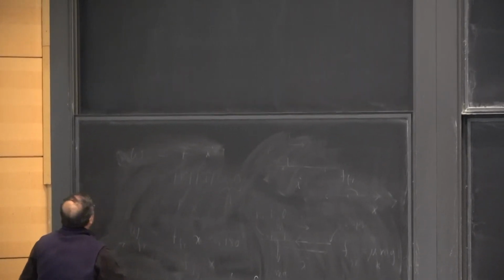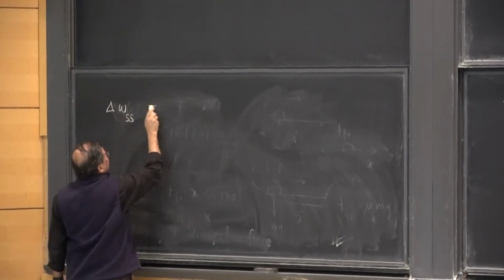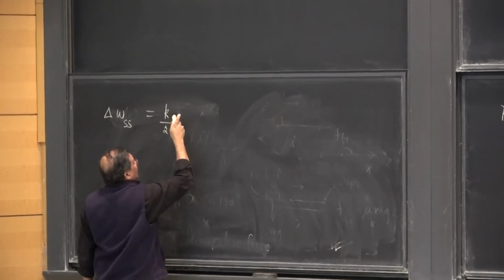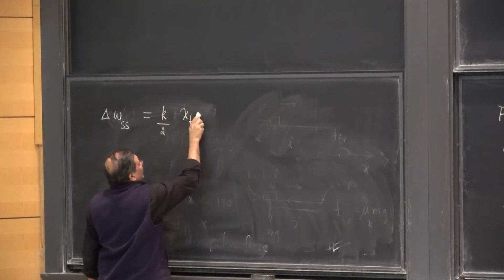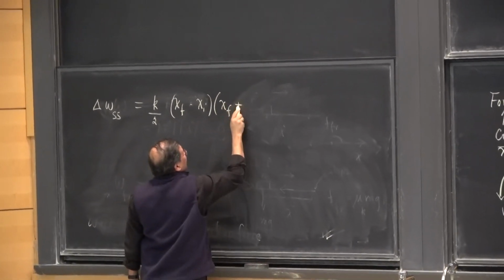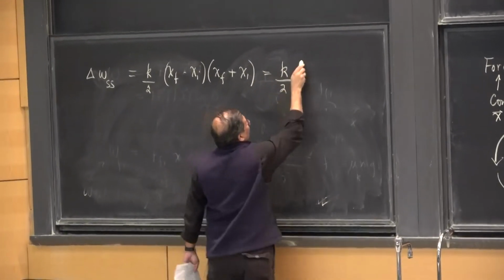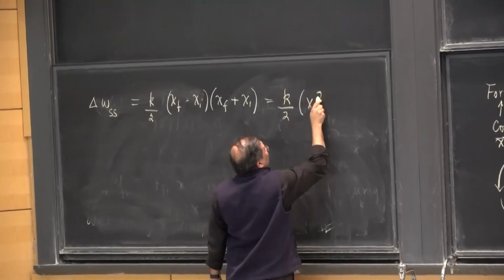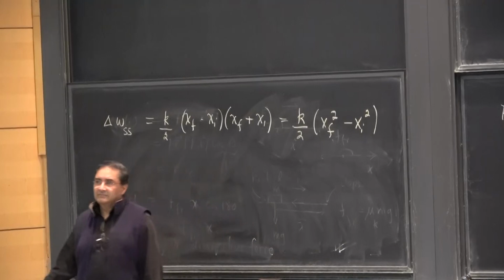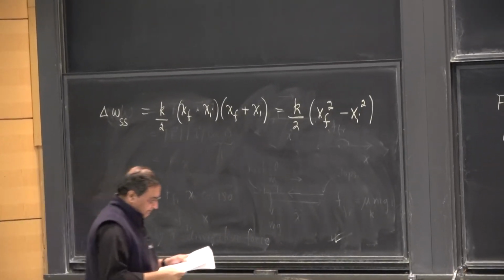So what will happen now is work done by me, delta W, is going to be k times, well actually k over 2 times, x final minus x initial times x final plus x initial, which means a plus b times a minus b. So it's k over 2 times x final squared minus x initial squared. So this would be the work done by me on the spring.